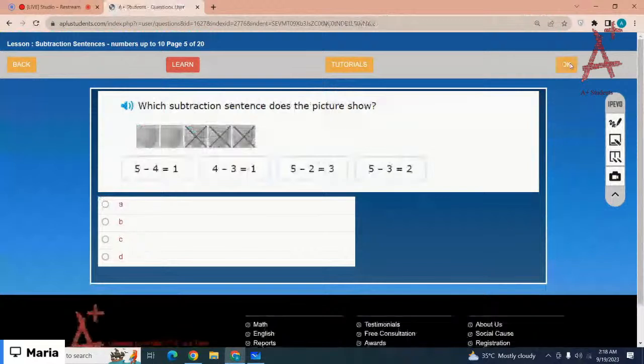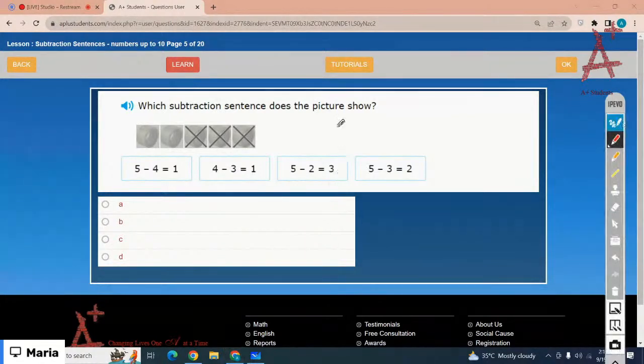Which subtraction sentence does the picture show? Which is the correct option? The total are 5, right? And you have one, two, three of them crossed. So you are left with the ones that are not crossed, which are 2. So 5 take away 3 is 2. The correct option is 2. 5 take away 3 equals 2. The last option is the correct option.